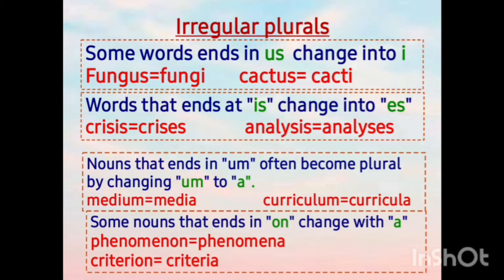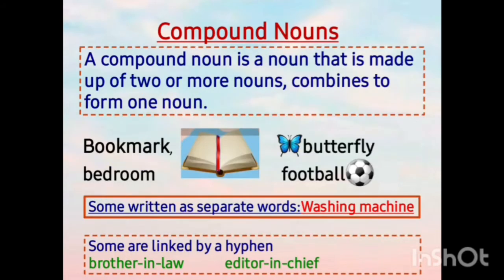Criterion, criteria. Compound nouns. How do we make the plural of compound nouns? For this, let's have a look at what a compound noun is. A compound noun is a noun that is made up of 2 or more nouns or words combined to form one noun, like bookmark, butterfly, bedroom, football.